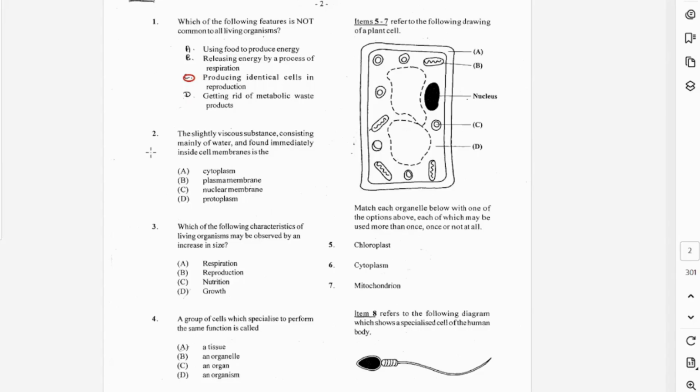Number 2. The slightly viscous substance consisting mainly of water and found immediately inside cell membranes is A, cytoplasm. 3. Which of the following characteristics of living organisms may be observed by an increase in size? Growth. D. Number 4.